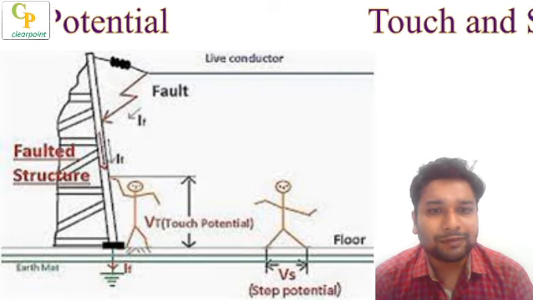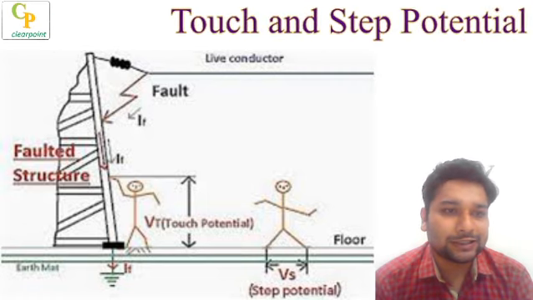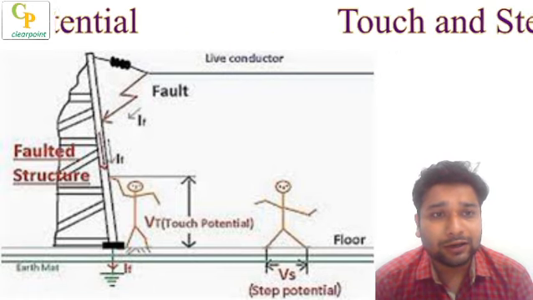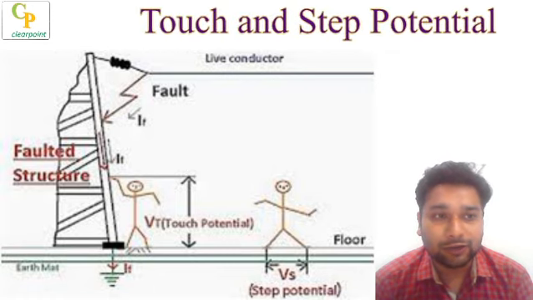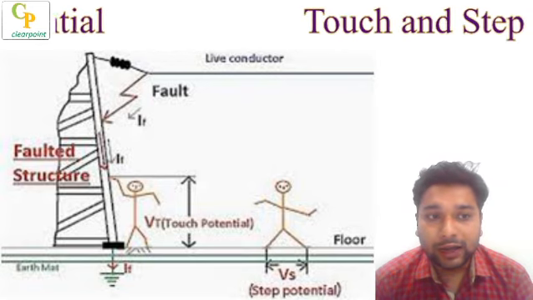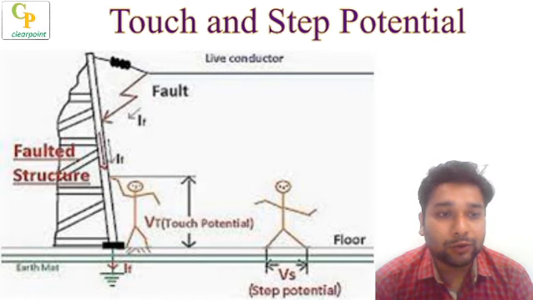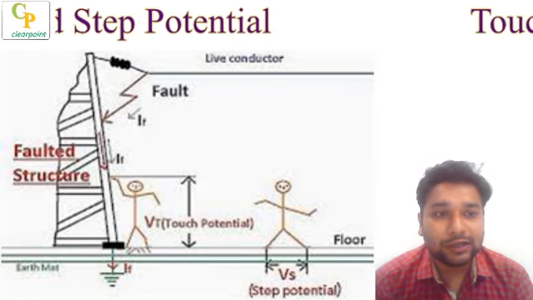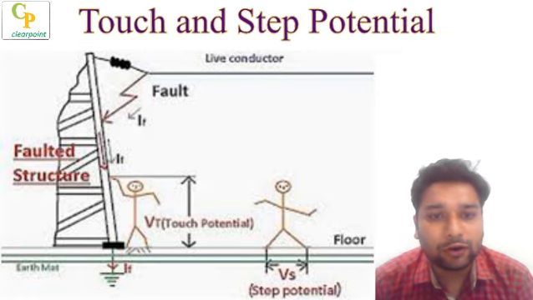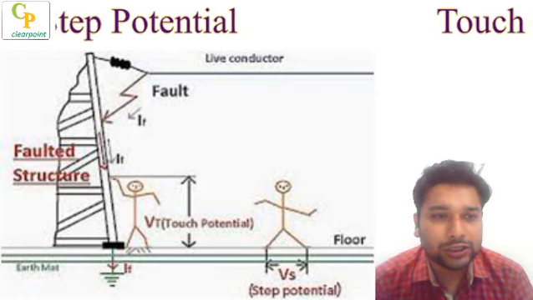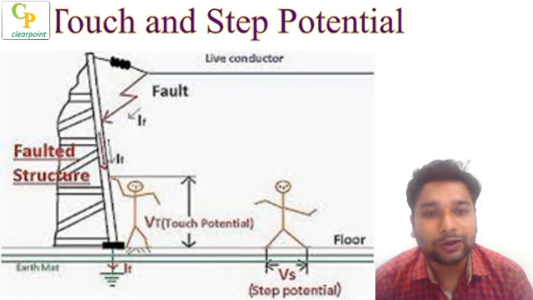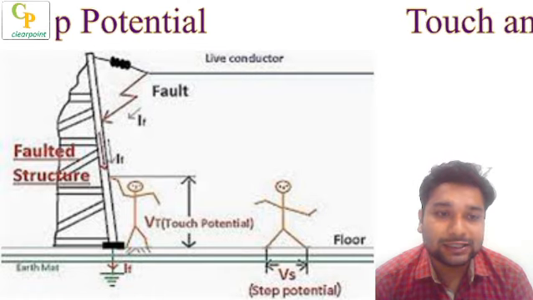This diagram clearly indicates what touch potential and step potential are. As I said, we have a tower, and that tower is conducting a faulted line now, suppose. The tower is not earthed properly, and now you touch that tower, then obviously you will have a shock. So touching that tower leads to a touch potential, or a shock, but by walking near that tower you can also get a shock. That is called step potential.